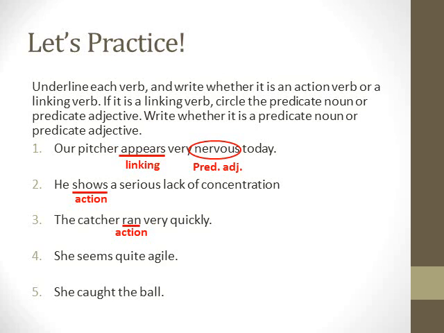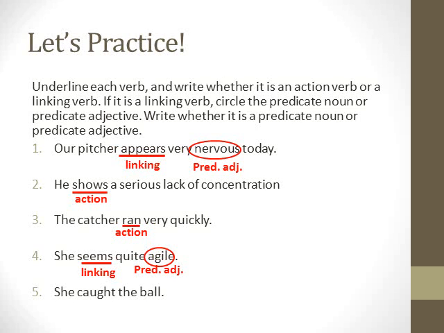Number 4, she seems quite agile. Our sentence subject is going to be she, and our verb will be seems. This sentence is describing what she is like, so we know that we are looking here at a linking verb. The word that is being used to describe how she seems is agile, and we know that agile is an adjective. It is not a noun. It is not a physical object that you can see, think, or touch. So we know that this is our predicate adjective.